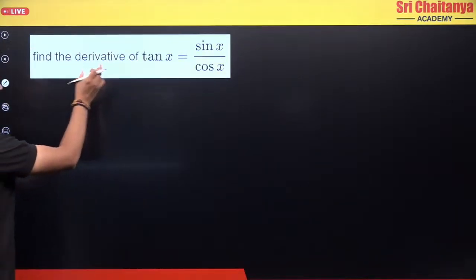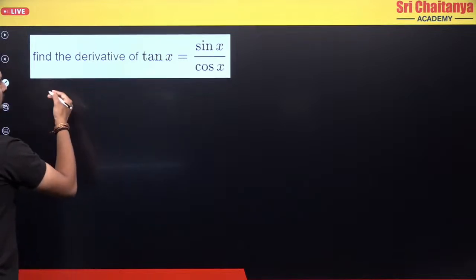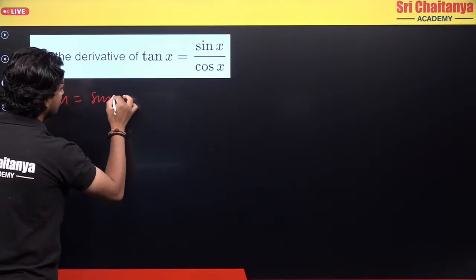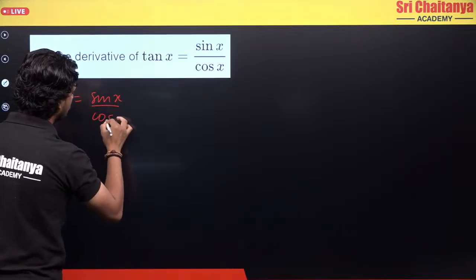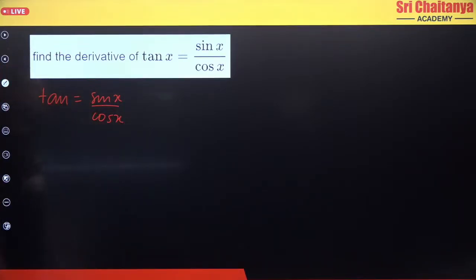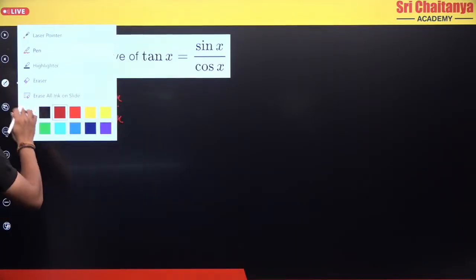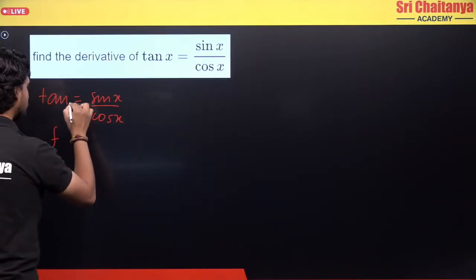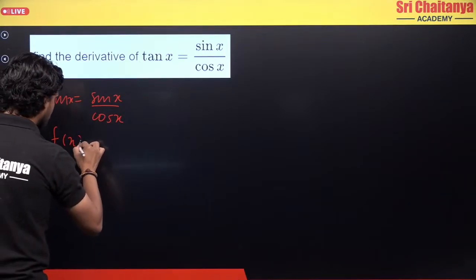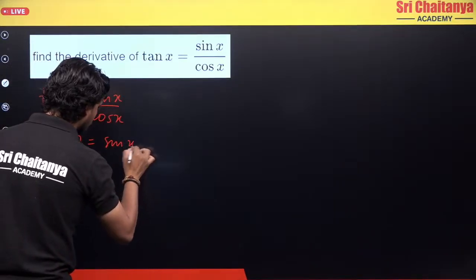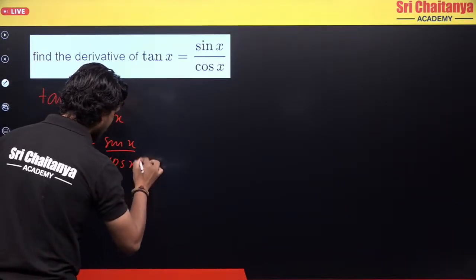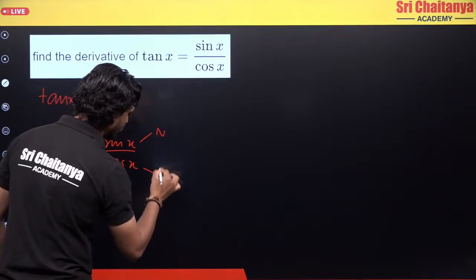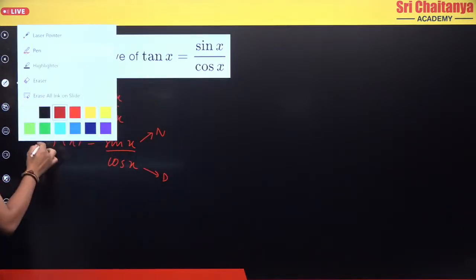Find the derivative of tan x, which is equal to sin x upon cos x, right? So what is tan x? Tan x is given as sin x upon cos x. This is the function given to me, so I will write f(x) is equal to sin x upon cos x, and what do I have? I have two functions, numerator and denominator.